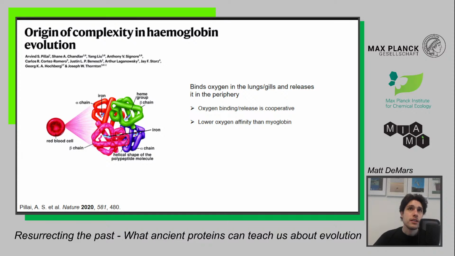And another reason that it can be bound and released so readily is that its oxygen affinity is lower than the affinity that myoglobin has for oxygen. So the question is, how did hemoglobin evolve? Again, we have this heterotetramer of alpha and beta subunits. So how did that evolve from presumably a monomer that is similar to myoglobin?